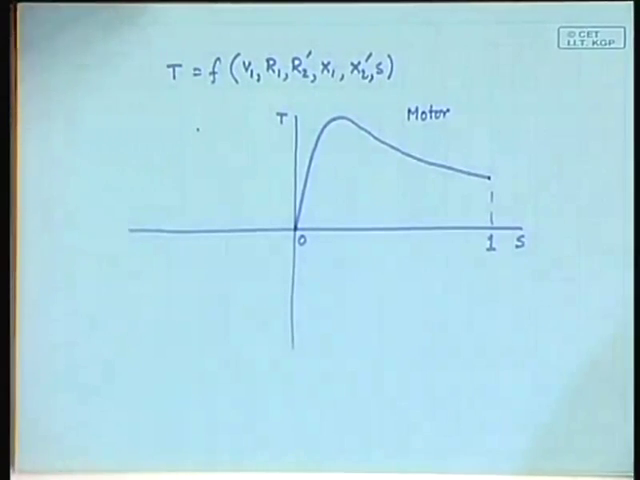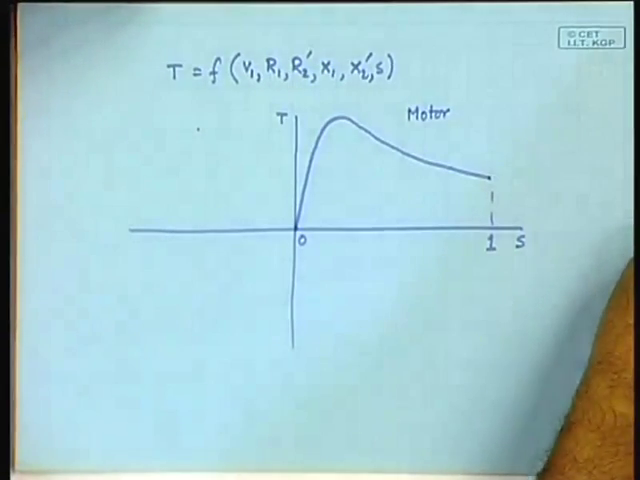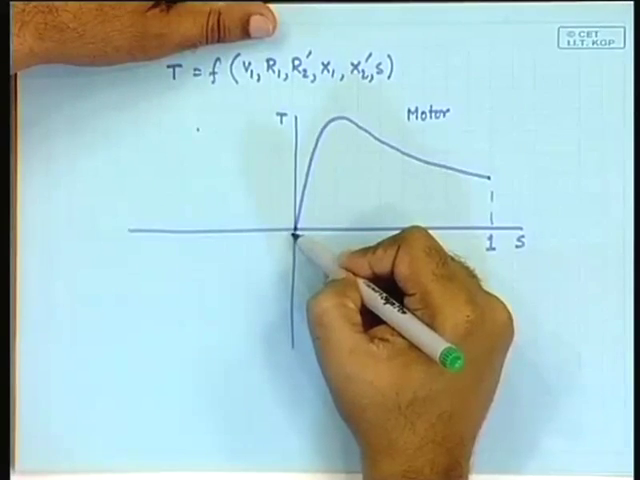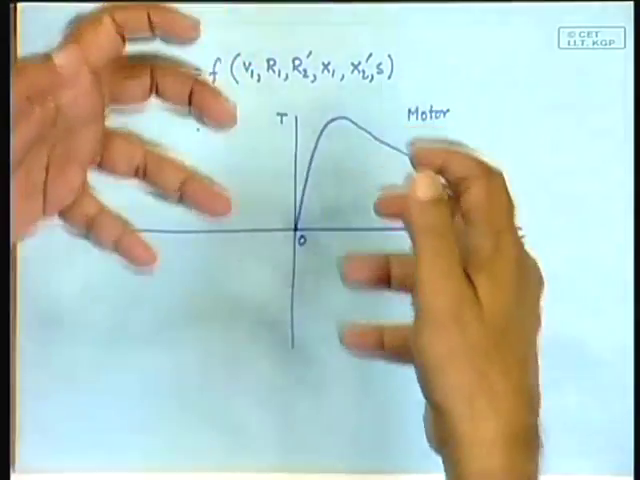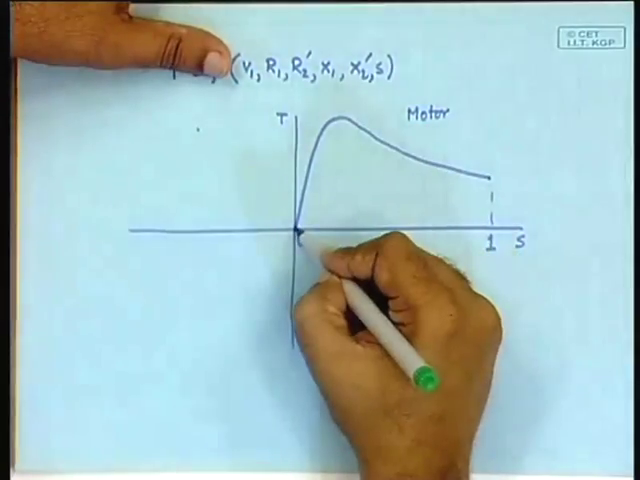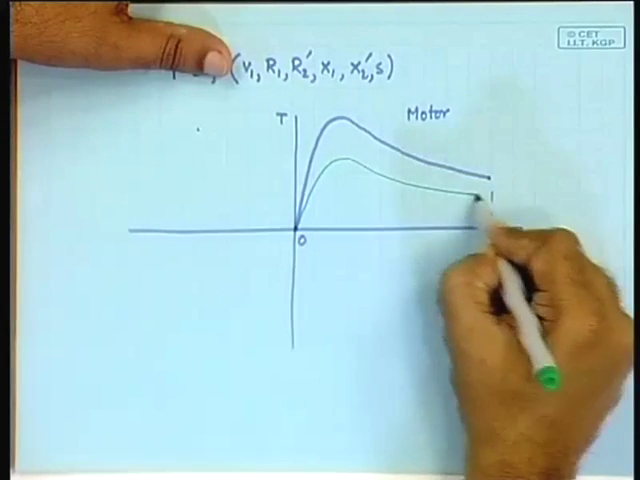Now, what is the effect of the input voltage? The input voltage's effect is manifested something like this, that it is proportional. So, this curve will go up and down depending on the input voltage. So, it will go something like this. For a smaller input voltage, it will be like this.